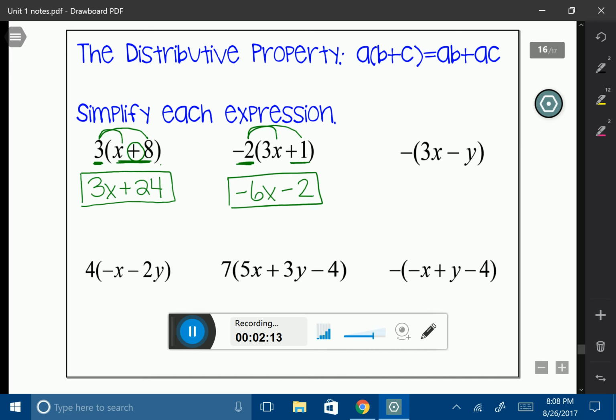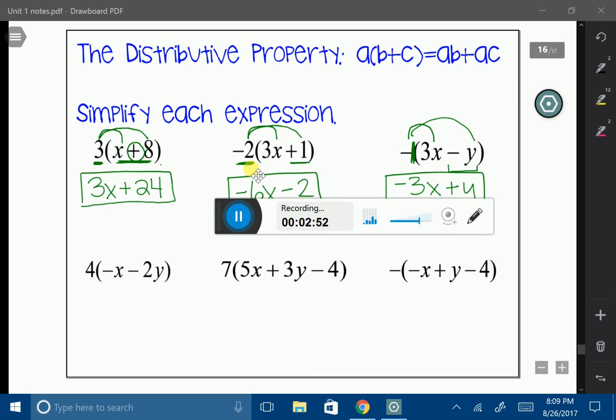Okay, the next one, I threw this in here because it's a little tricky. Right now, I just have a negative outside. But remember, like in the other examples in the other videos, there's always this invisible negative 1. And so you have to treat it as a negative 1. So once I know it's negative 1, I can go ahead and distribute. Negative 1 times 3x is going to give me negative 3x. Negative 1 times, this is tricky now, negative y, right? Negative times the negative is going to give me a positive y. And I'm done.